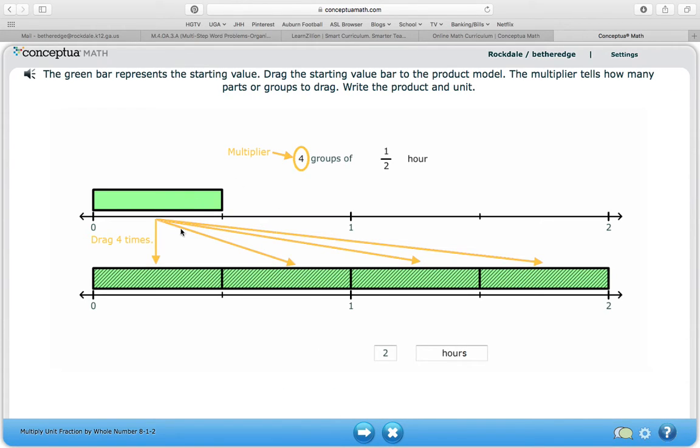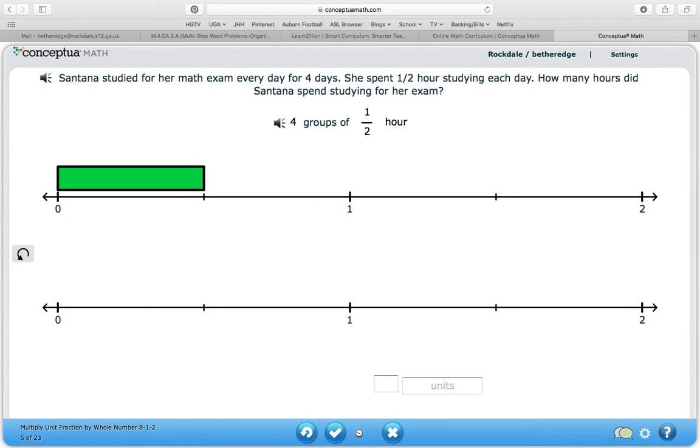Okay, and it's going to show you how you should be able to drag. So let's look at this. Here's a different one. In this problem, Santana studied every day for 4 days, and she spent half an hour studying each day. So we're dealing with hours. That's our unit. Again, we're working with half. This time we have 4 groups of half. So to model this out, again, my top number line is showing 1/2.